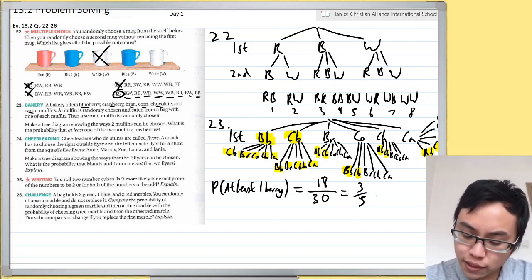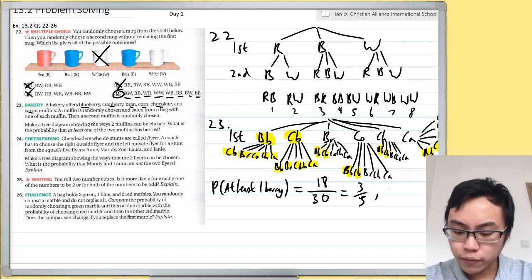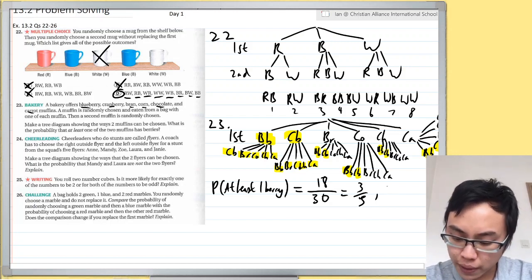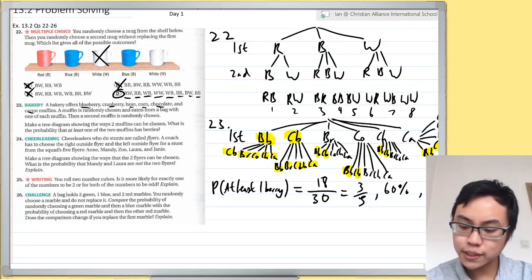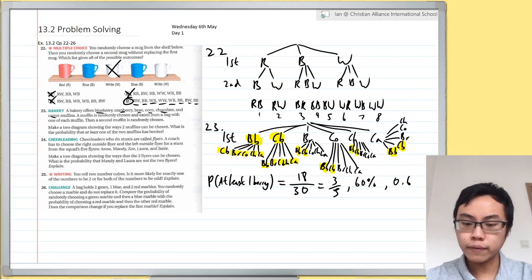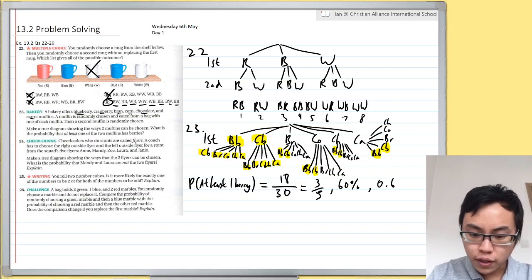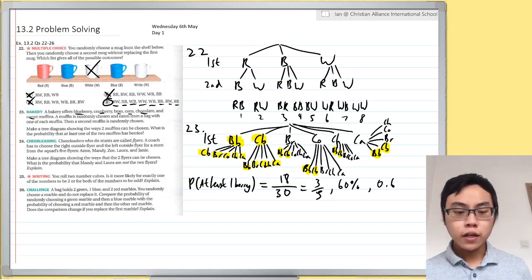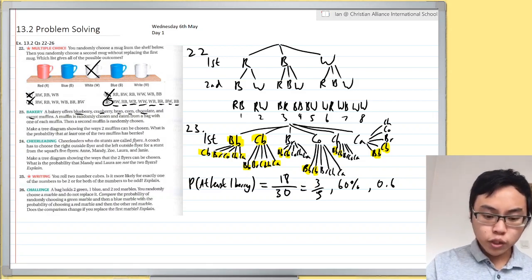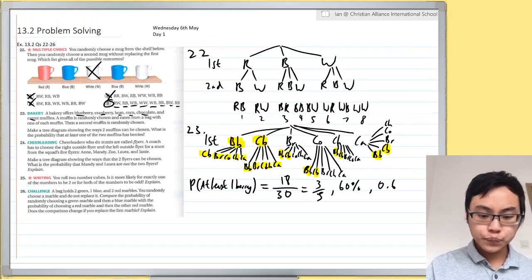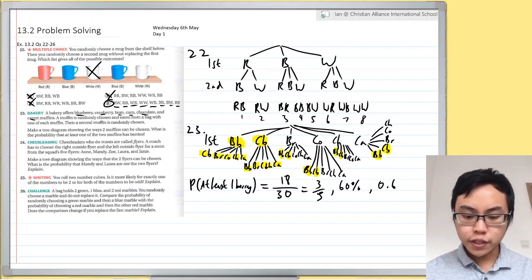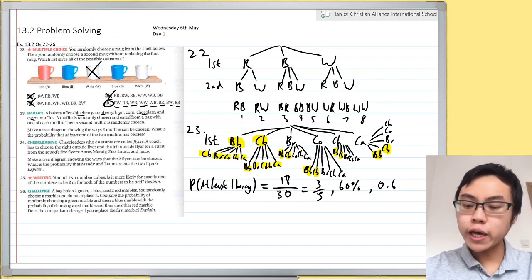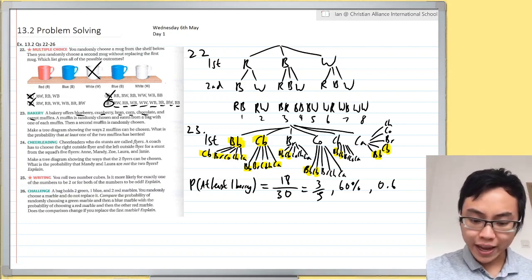So that's equal to 3 over 5 in fraction, and in percentage, that is the same as 60%, or 0.6 as a decimal. I'm not sure if you guys can actually see all of that. Yes, you can see it. Good. So that is question 23. So first we drew the tree diagram, and then we calculated the probability afterwards.